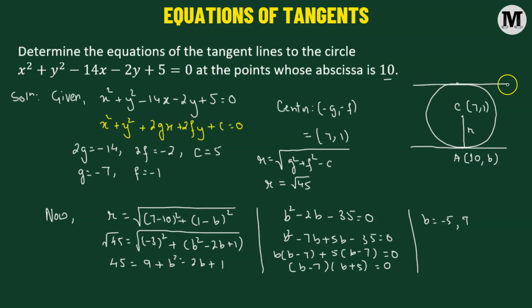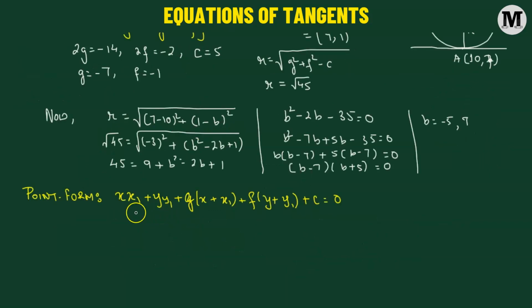So let's say this particular tangent has the coordinates 10 comma negative 5, and we'll call this A, and the other tangent, B, has the coordinates 10 comma positive 7. Okay, now our goal will be to find out the equation of the tangent line. So that's a very simple task. All we have to do is use the point form. The point form gives us the equation of the tangent. It's given by x times x1 plus y times y1 plus g multiplied by x plus x1 plus f times y plus y1 plus c equals 0.